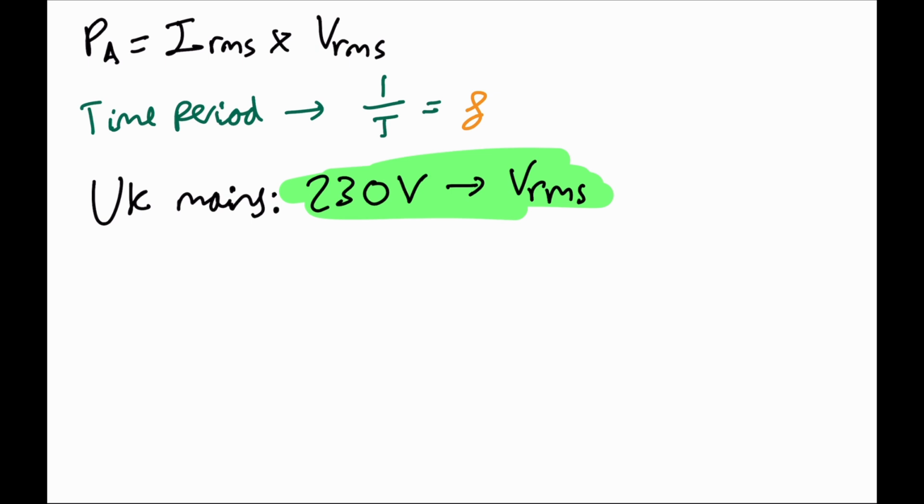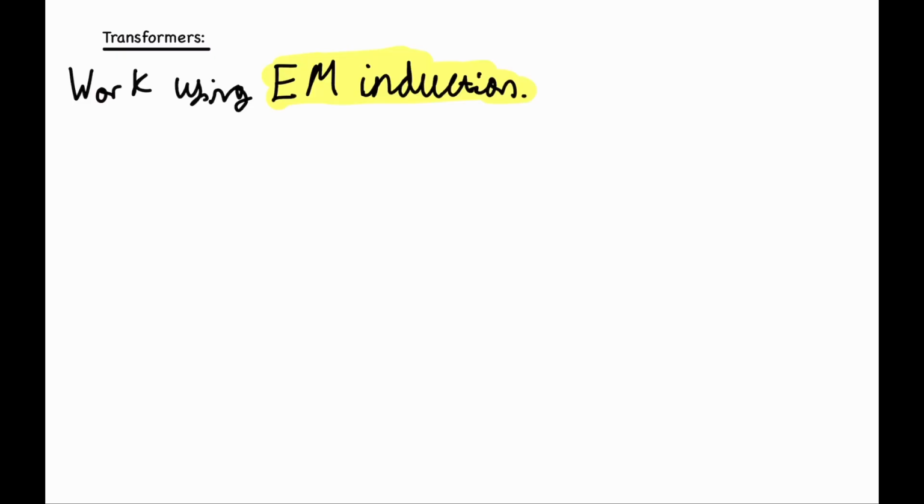So now let's move on to transformers. Transformers work by electromagnetic induction. What they do is change the size of the voltage for the alternating current using EM induction. This is because you have alternating current flowing through the primary coil of the transformer, and it produces a magnetic flux.